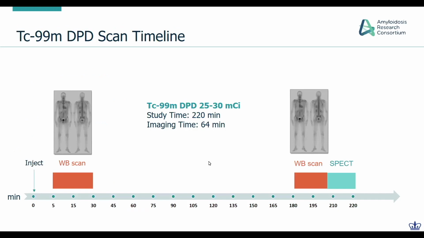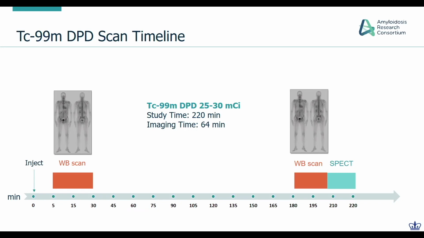So in Europe, they use DPD scans, and they have been using it since 2005. This is basically looking at whole body imaging, which is quite different than what we use over here. In Europe, they inject the patient, wait for about 5 minutes, do a whole body scan for about 25 minutes, and then wait close to 2.5 to 3 hours, and then repeat the whole body scan, and then do the SPECT imaging. So the patient is in the lab for close to 4 hours.